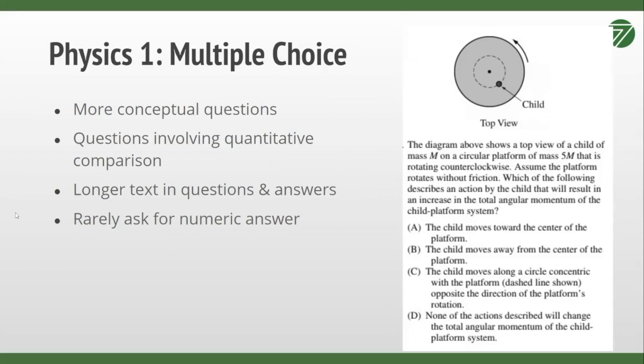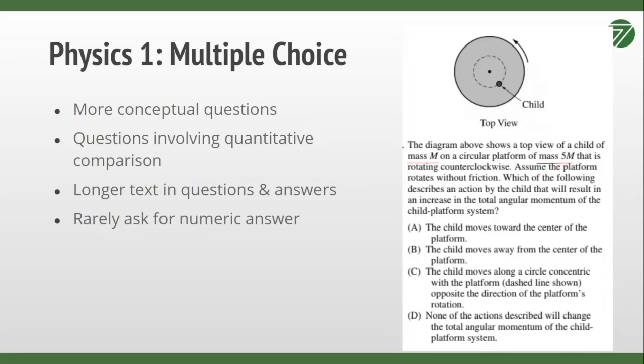So this question is actually about average for AP question length. If you haven't seen practice questions like this, they like to do comparisons. So you see here, they say, okay, the diagram above shows a top view of a child of mass M and another platform of mass 5M. They won't usually give you 10 kilograms and 15 kilograms and stuff like that.